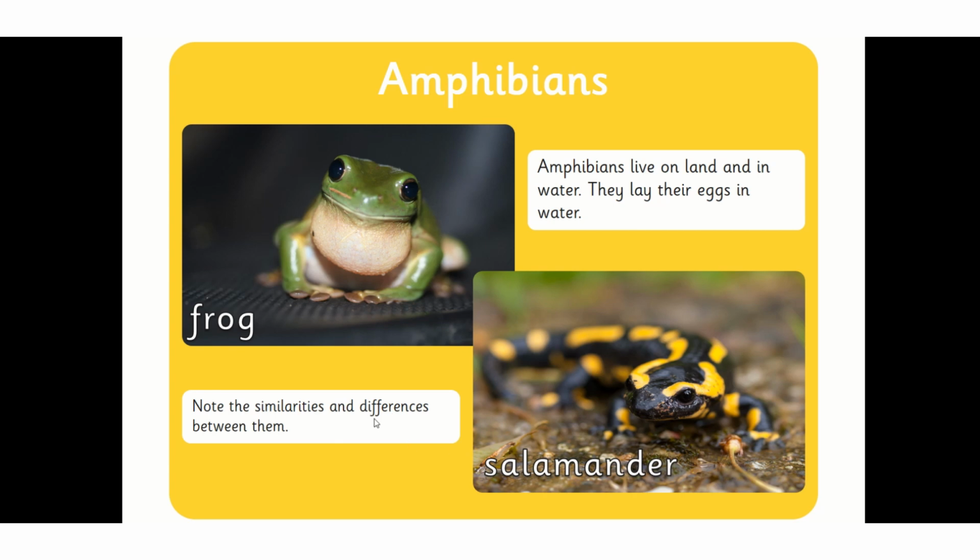One of the big differences between them is that a salamander has a long tail. So when it develops and becomes a fully grown salamander, it keeps its tail. And we know that the frog lost its tail. Its tail began to shrink and became shorter and shorter until there's no tail left. So we have noticed the similarities and differences between these two animals. Okay, let's have a look at the next one.